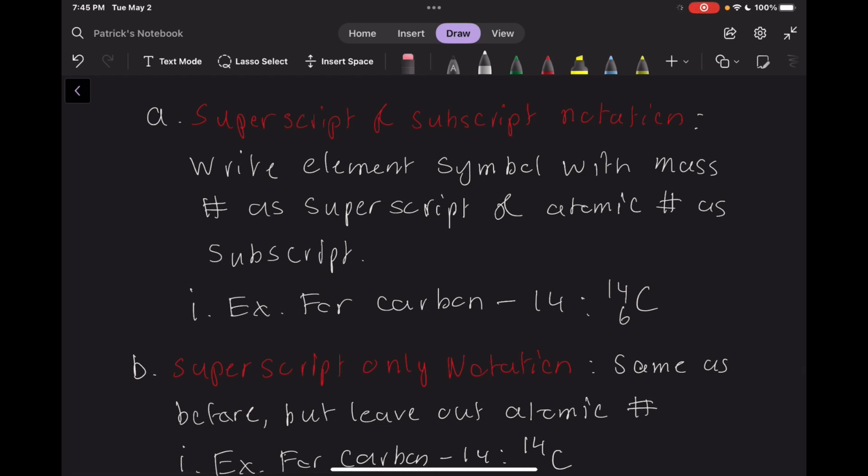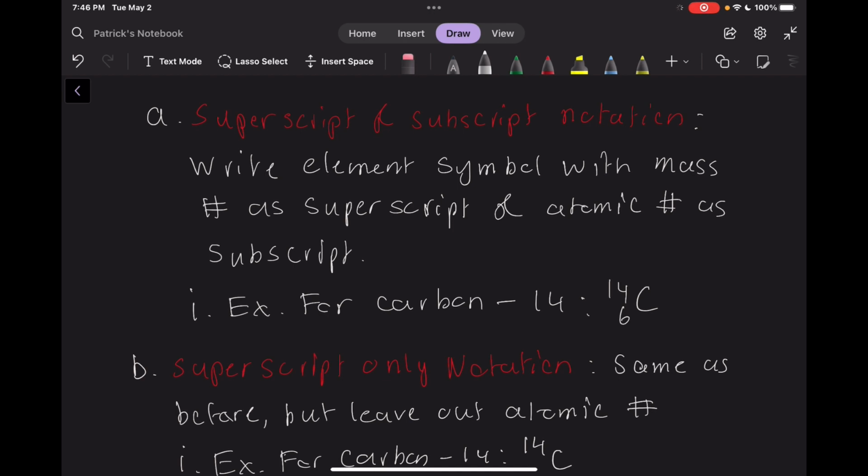All we need is the element symbol and two numbers. We first write the element symbol. The example here is carbon, so the element symbol is an uppercase C. Then, we add the mass number as a superscript and the atomic number as a subscript on the left-hand side of the element symbol. 14 is the mass number, so we write it in the top left, and 6 is the atomic number, so we write it in the bottom left.